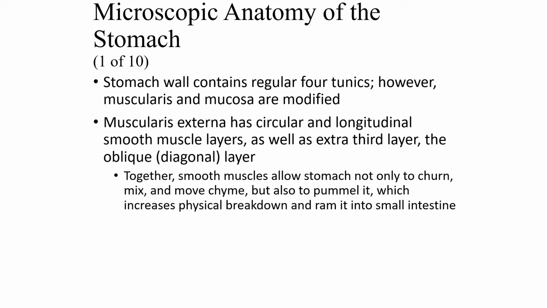So there are 4 tunics, but what we see is that the muscularis and the mucosa are going to be a little different. The muscularis externa has 3 layers of muscles, 1 for each dimension: circular, longitudinal, and what we call diagonal or oblique. So this helps the stomach with its churning, and also to help the chyme to be moved into the duodenum a little bit at a time.